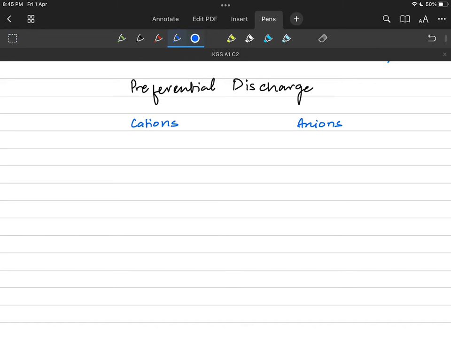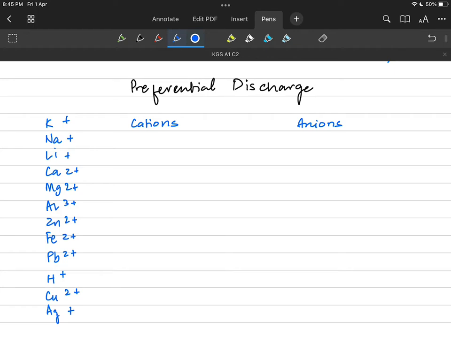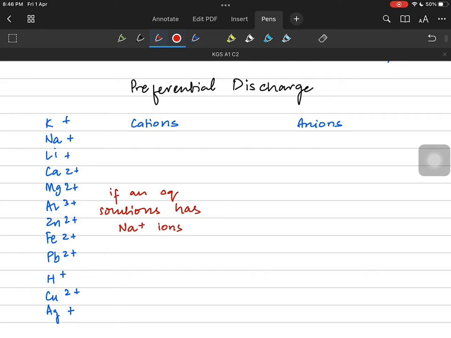It's a cation, which is the positive ion. They have electron deficiency, and there are anions with extra electrons. On the left, you can see the cation discharge series. It starts at potassium and ends at silver. So imagine you have an aqueous solution of, let's say, sodium ions. Aqueous means it has water. Water means they have dissociated to give H plus ions and OH minus ions. So due to the dissociation of water, also known as the self-ionization of water, there's going to be H plus ions in water in any aqueous solution.